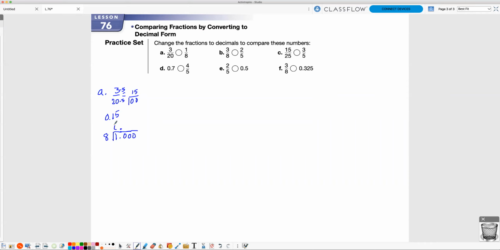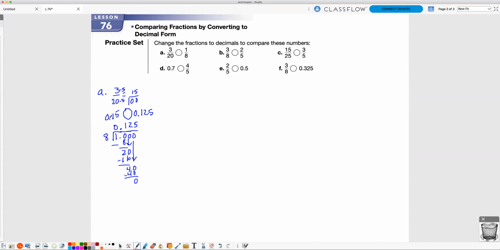1 divided by 8 would be 0. 10 divided by 8 would be 1. Subtract that. This would be 2. Bring down this 0. 20 divided by 8 would be 2. 16 taken away from there would be 4. Bring this down. This would be 40. 40 divided by 8 would be 5. This times that would be 40. Subtract it. There'd be nothing left over. So we have the two things we're comparing: 15 hundredths and 125 thousandths.